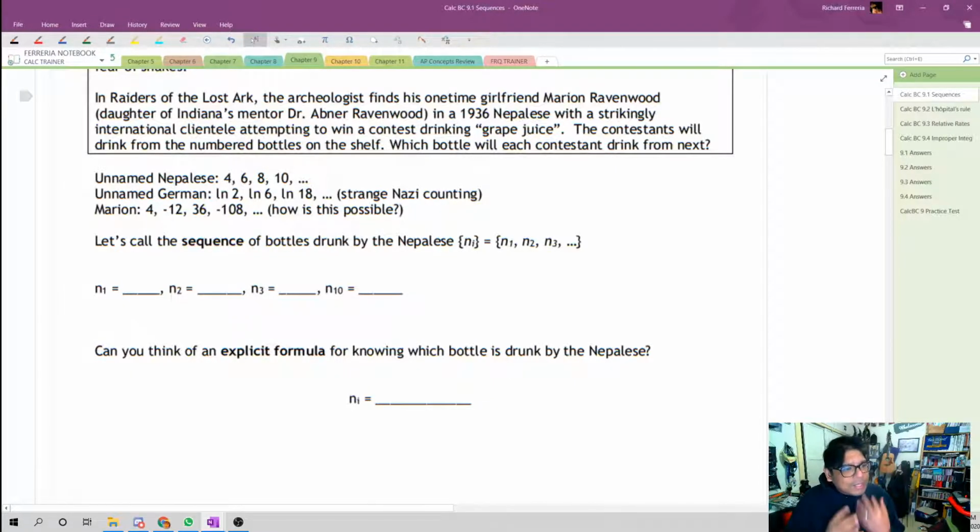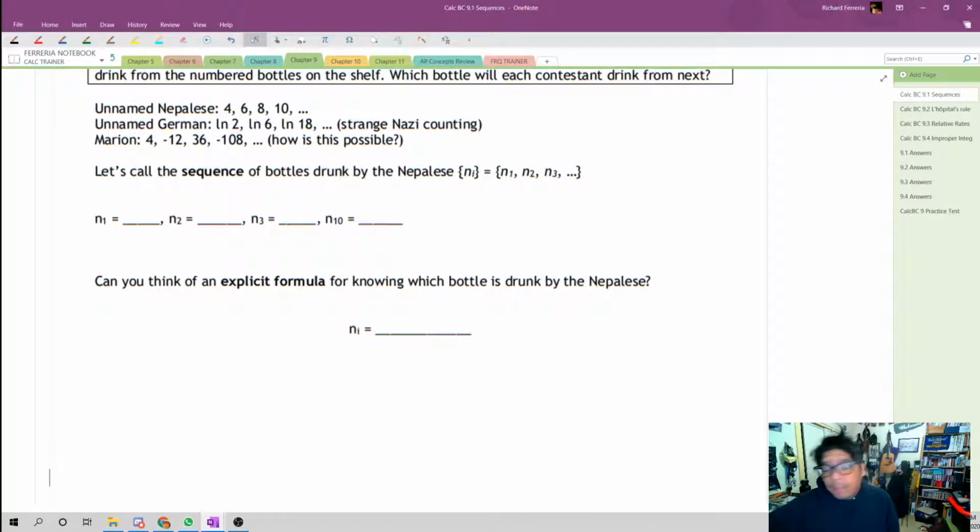So let's construct that sequence of bottles by the Nepalese, and we'll call that braces N_i equals braces N1, N2, N3, etc. So you guys can stop calling them curly brackets. They're braces. Okay, N1. The first bottle that we drink is bottle 4. And then the Nepalese drinks 6, and then 8. And the next one would be 10, but look at this. They want the 10th one in this sequence.